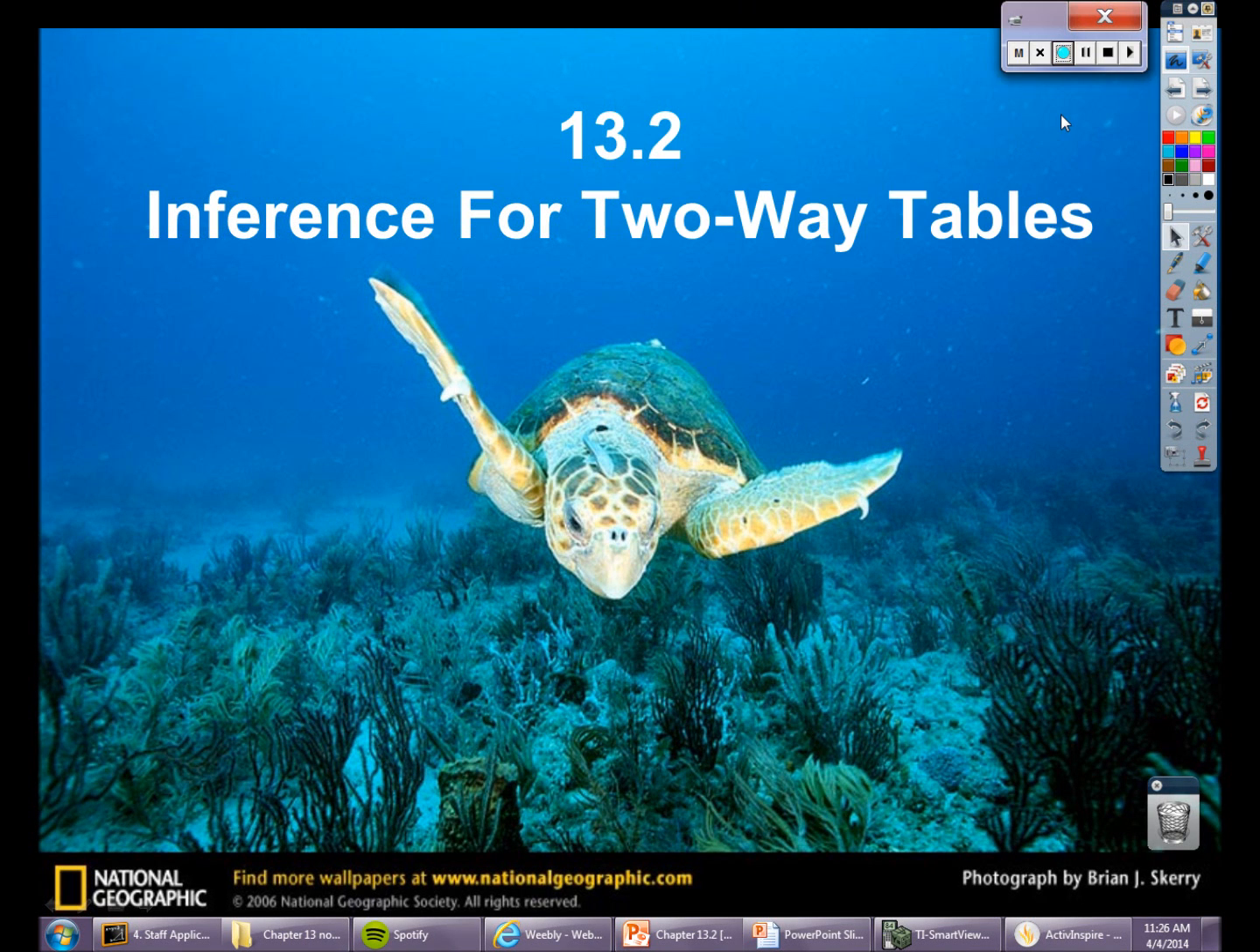Today I'm here to talk about the Chi-Square test, which is inference for two-way tables. To do that, I'm going to give you one example problem and go through the entire process, giving you your notes along the way. And then I'm going to back everything up by showing you how you can do all this on the calculator. Let's get started.